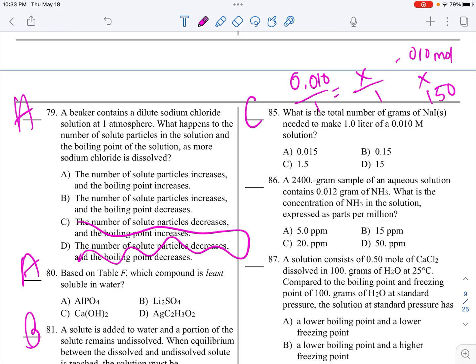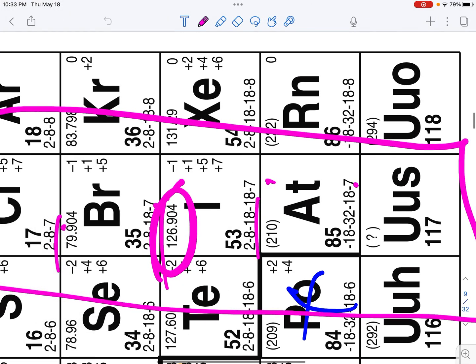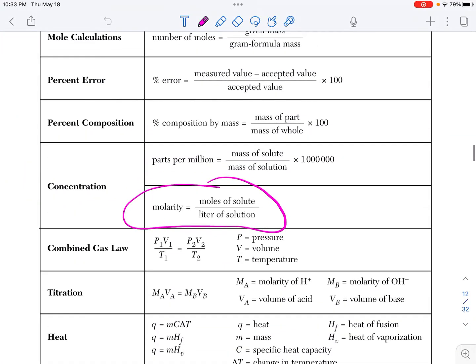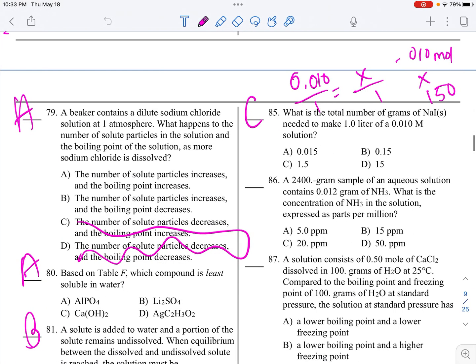Parts per million for number 86. This formula is here. It's a concentration. Mass of solute over mass of solution. But we're multiplying by 1,000,000. So mass of solute is 0.012 divided by 2,400 times 1,000,000. So 0.012 divided by 2,400 times 1 with 6 zeros is 5.